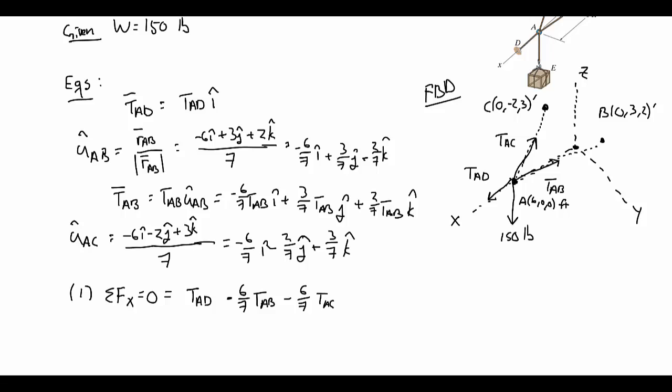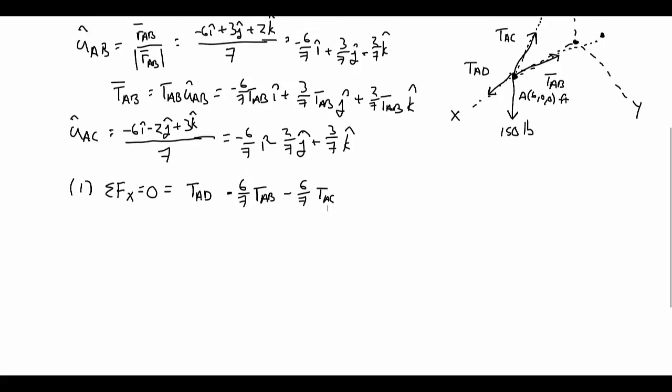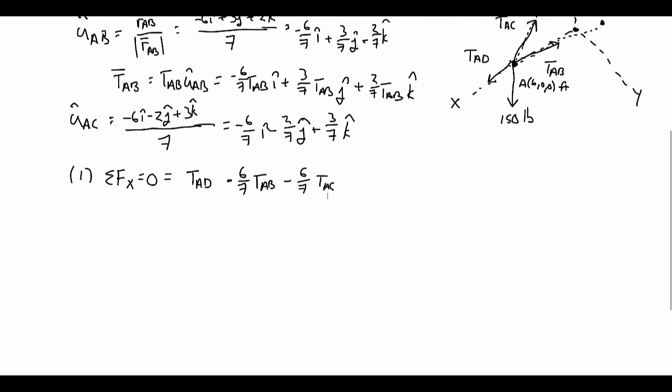So I didn't write out explicitly TAC as a vector, but I know it's going to be whatever the I component of the unit vector is times the unknown magnitude. And then my weight does not act in the x direction. So in equation 1, I have 3 unknowns, TAD, TAB, TAC. Not much I can do with that at the moment. 3 unknowns, 1 equation. All right, so let's go and write some more equations until we have something solvable.